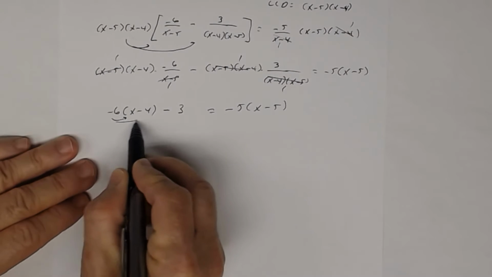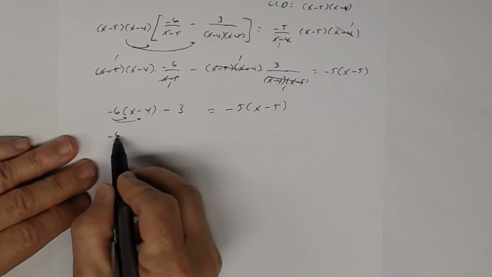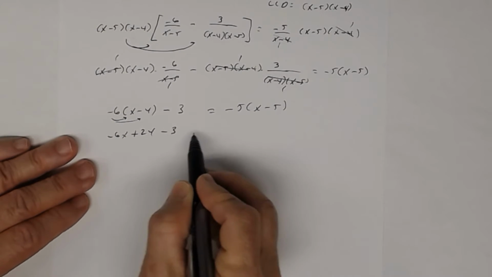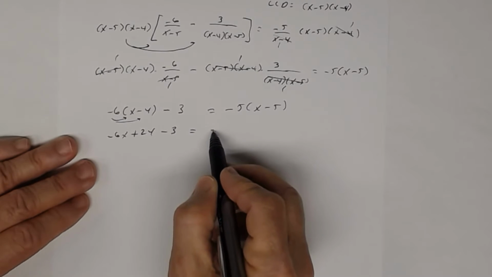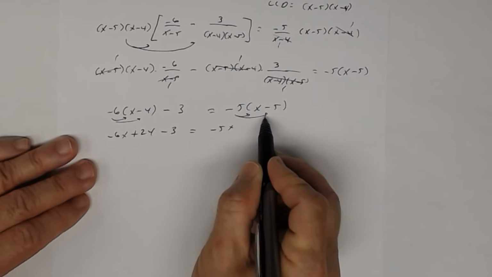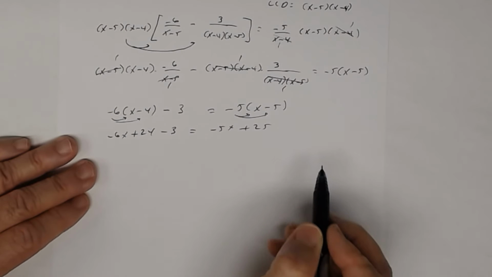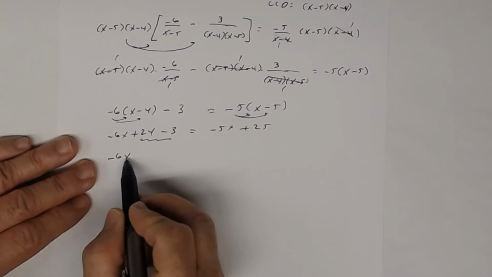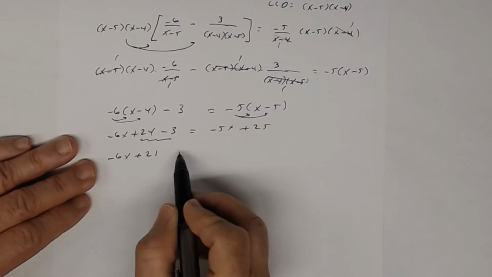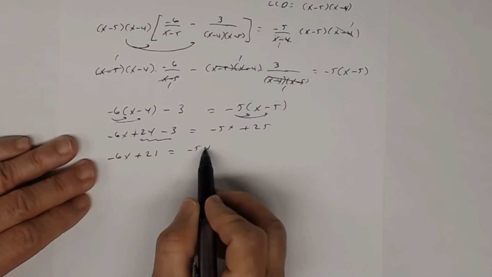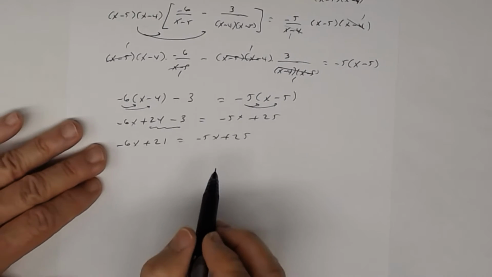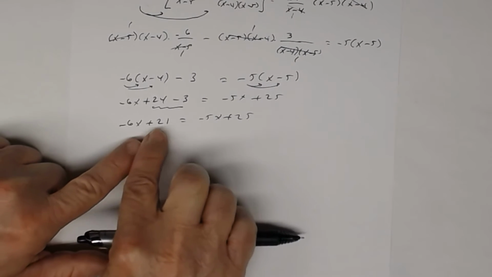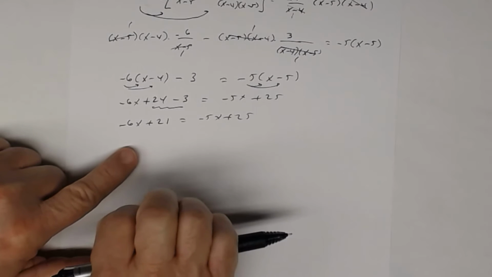So distributing here, I get negative 6x, a negative 6 times a negative 4 is a positive 24, minus 3, equal, and then this is a negative 5x distributing here, plus 25. Combining like terms here, I get negative 6x plus 21 equal negative 5x plus 25. All right, so remember, you want to bring all the variable terms to one side, all the constants to the other when solving a linear equation.